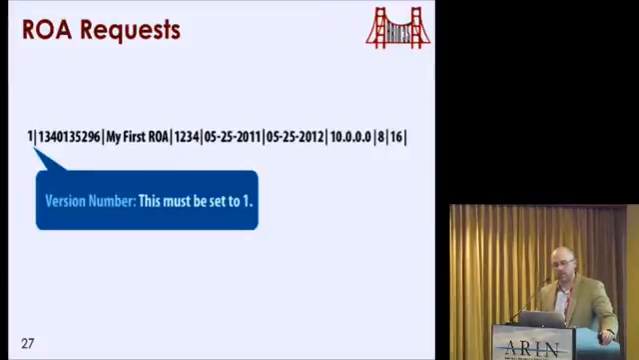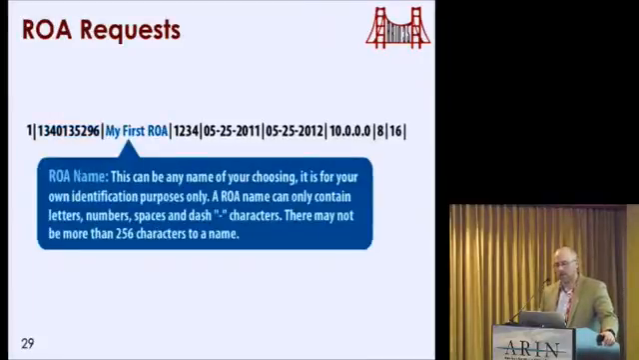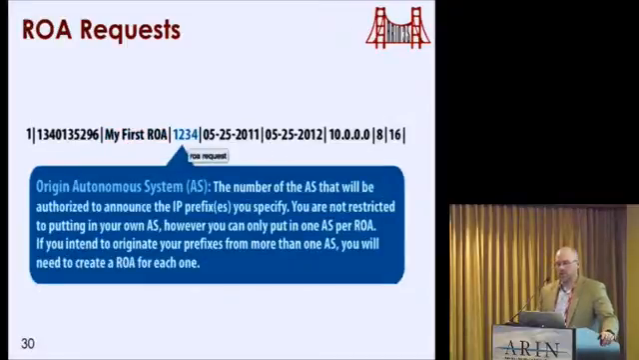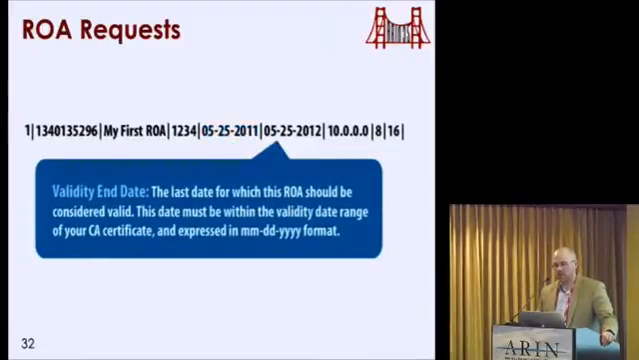And this ROA signing request essentially mimics what goes into a ROA. The version number is just a version number of the text you're giving us. There's a timestamp. This timestamp also goes into the ROA. The name of the ROA, the AS, the origin AS you want in the ROA, and then the validity start date, validity end date.